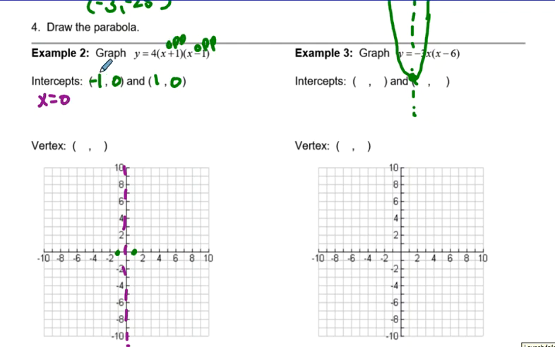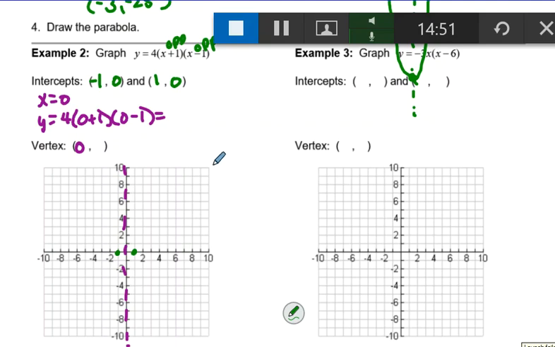And then you're going to put 0 back into your equation. So you're going to have y equals 4 times (0 plus 1) times (0 minus 1). And you can do that in your head or in your calculator, and you'll get the y from your vertex. All right, what do you guys get? -4. So (0, -4) is here. And then you're going to graph your parabola through the intercepts. And right there, okay?